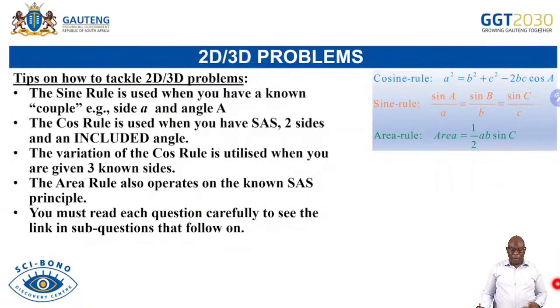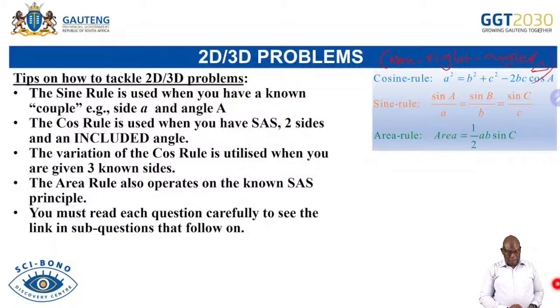Now the last part of the work that you need to understand is the 3D and the 2D problems. With the 2D and 3D problems, I've just put in tips on how to tackle them. That's where you have triangles which are not right angle triangles. So those are non-right angle triangles, and that's where we're going to use the rules.